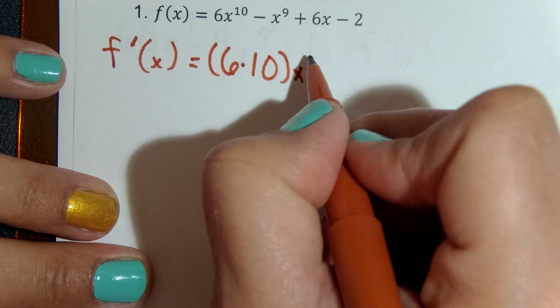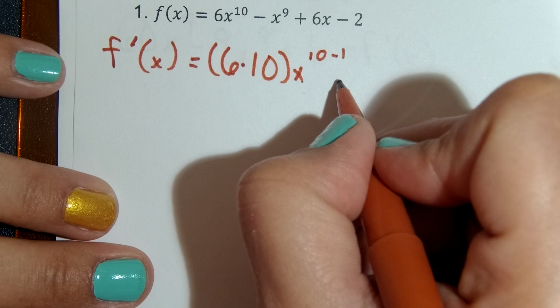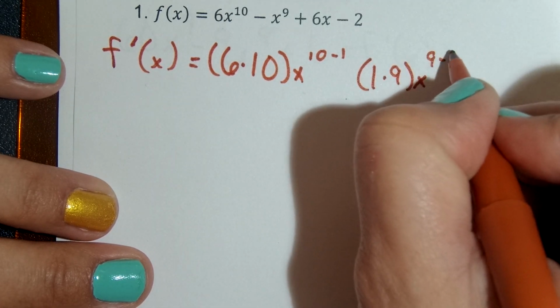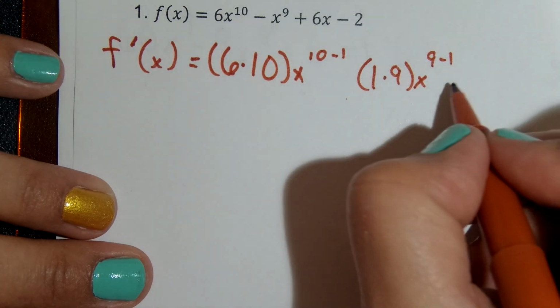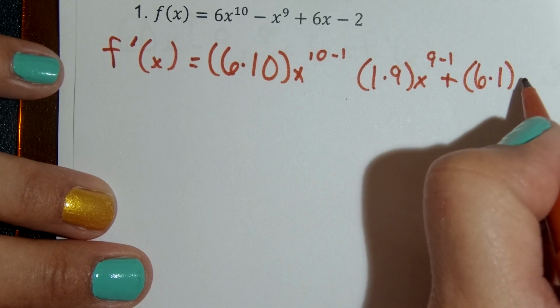X, and then 10 minus 1, and then you're gonna do parentheses 1 times 9, and then X, 9 minus 1, plus parentheses 6 times 1 minus 1.